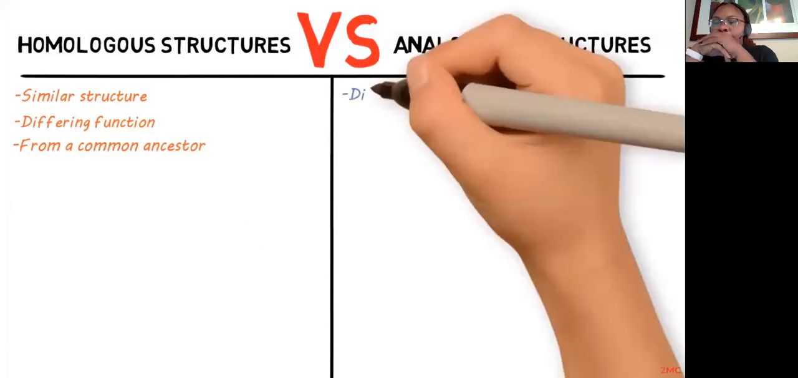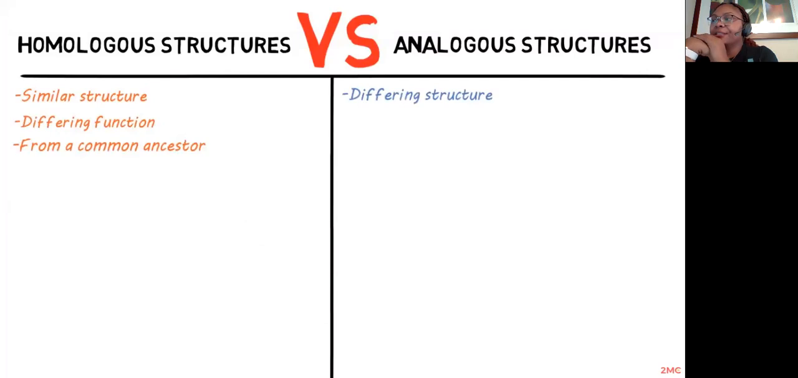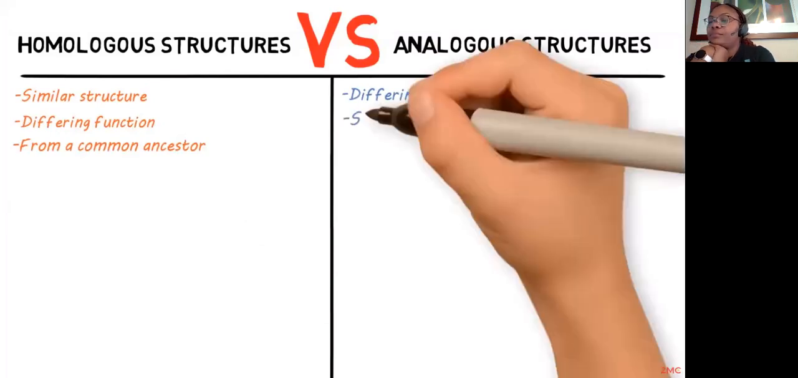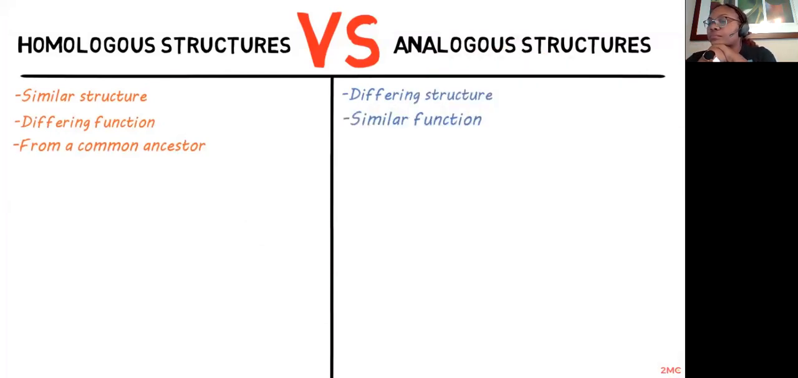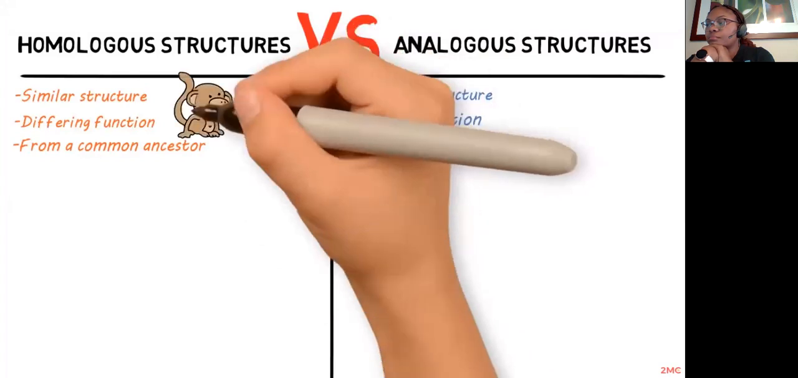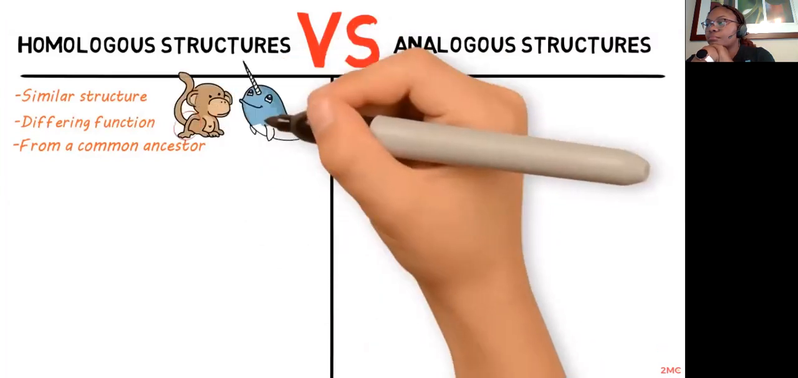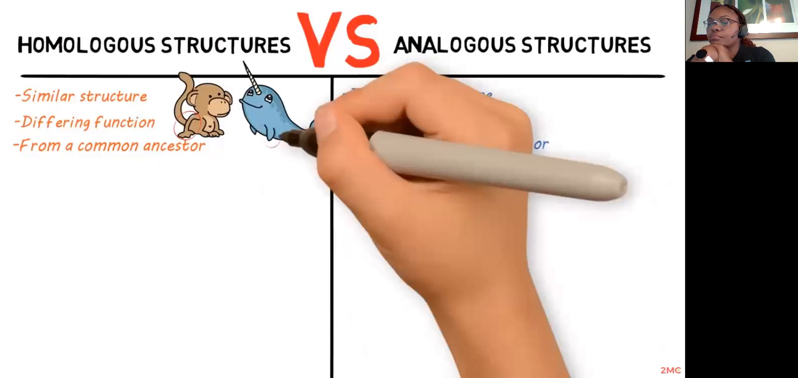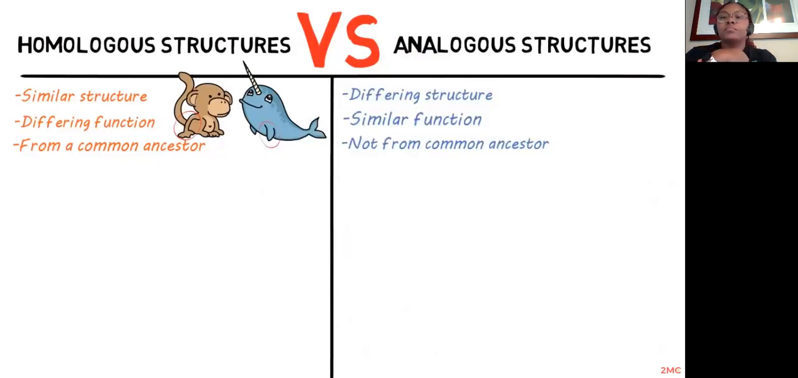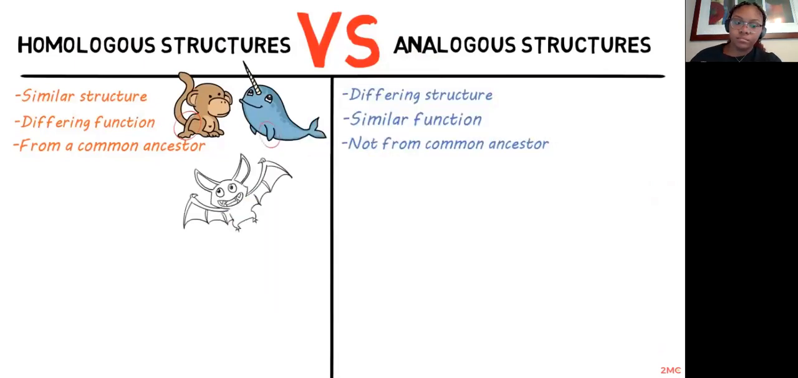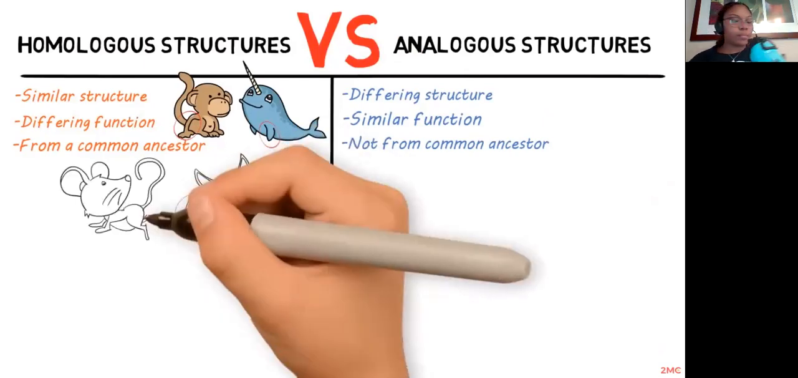Analogous structures, on the other hand, have a differing structure, so they do not have a similar anatomy, but they do share a function. It's a similar function, so wings, fins, things like that. And they do not form from a common ancestor. So let's look at some examples of homologous structures. So the arm of the monkey and the fin of a narwhal. Those would be homologous structures because they are a similar structure but have a differing function. Again, the wing of a bat and the leg of a mouse would be homologous structures.